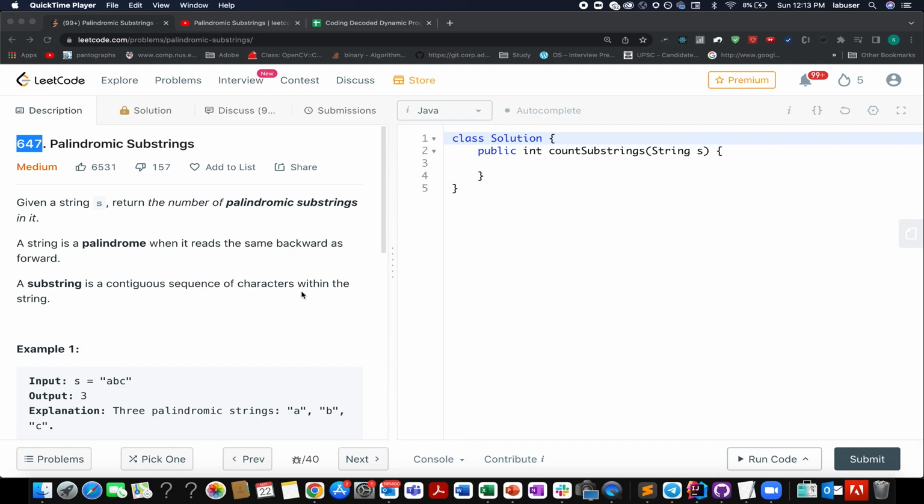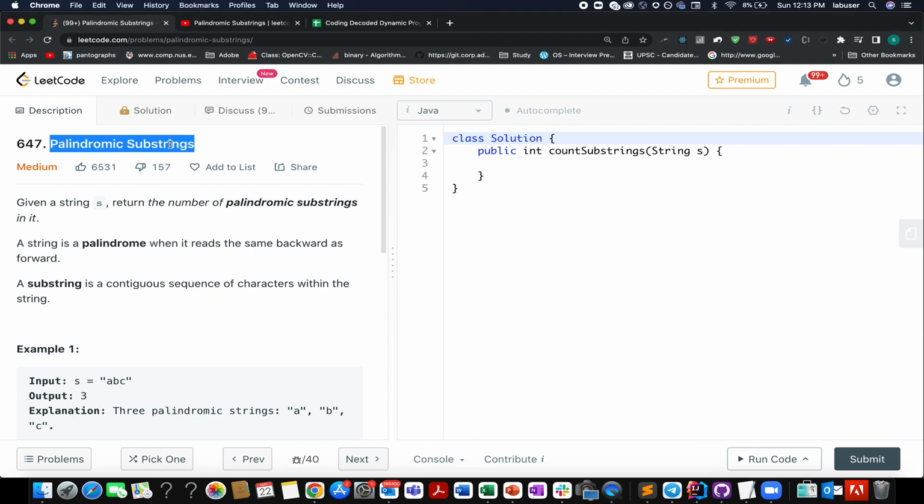The question that we have is palindromic substring. It's a medium level question on Leetcode, and I totally feel the same. Here in this question we are given an input string s. We need to identify the total number of palindromic substrings that exist in this string, and we need to return its count.